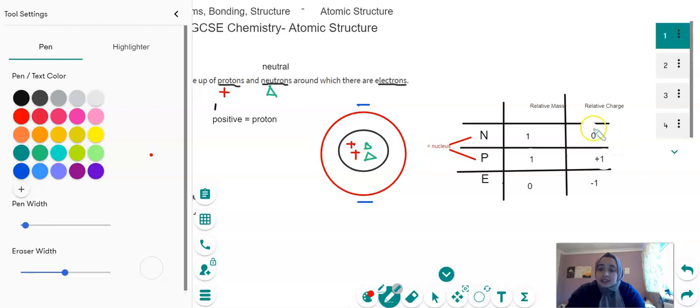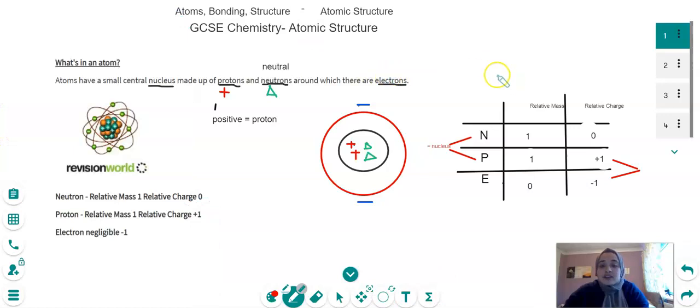However, for the relative charge, we've got a proton and an electron, and they cancel each other out. If you have a positive and then a negative on the other side, and they are the same, so one positive and one negative, they cancel out. So this is perfect, this is exactly what we need, because these two cancel out and these two cancel out. So what we learned is that the neutron doesn't have a charge.